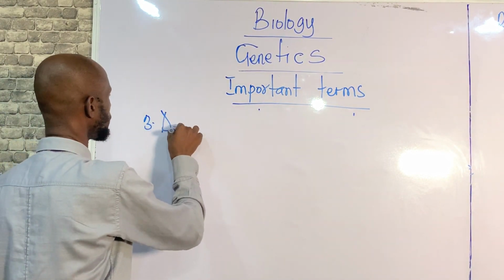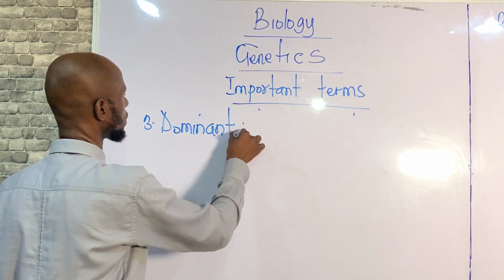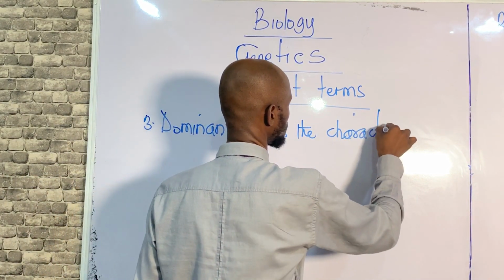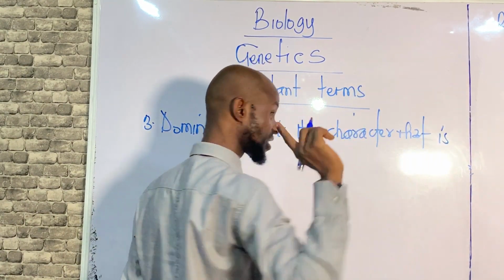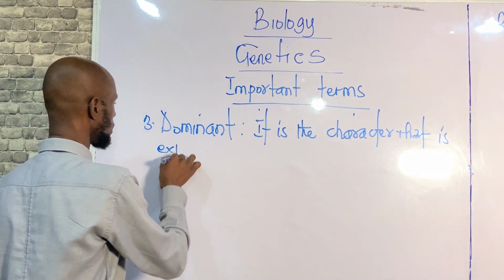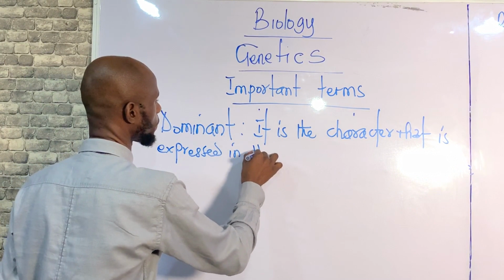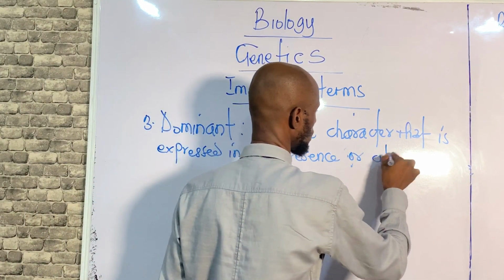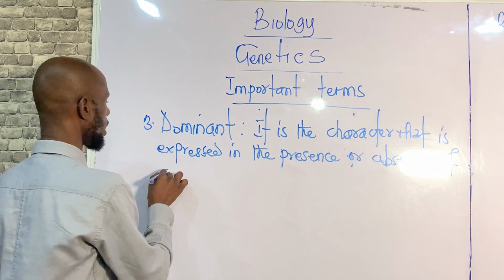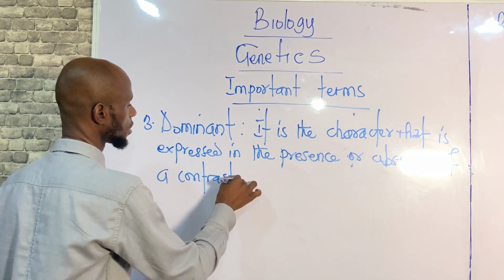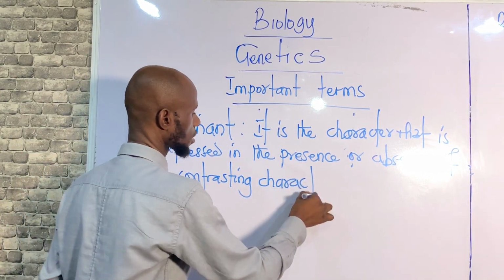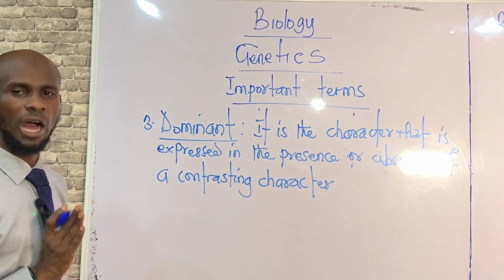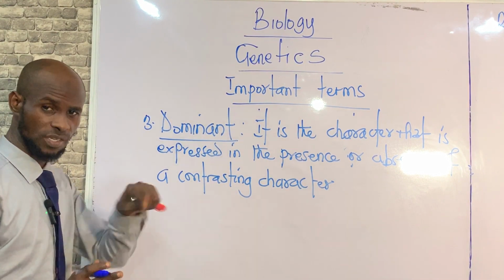Number 3, we have the dominant character. It is the character that is expressed whenever it's available, in the presence or absence of a contrasting character. Dominant character is a character that is always expressed in the presence or absence of a contrasting character, that is the opposite character beside it.